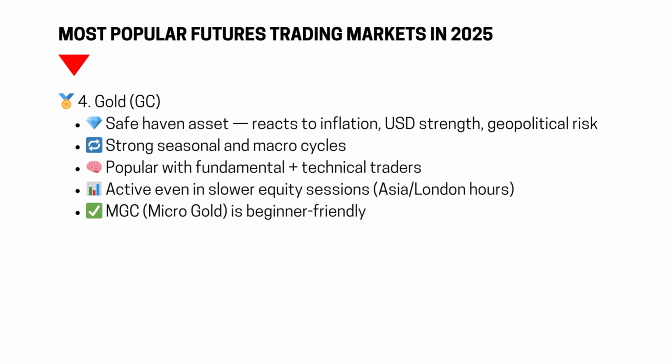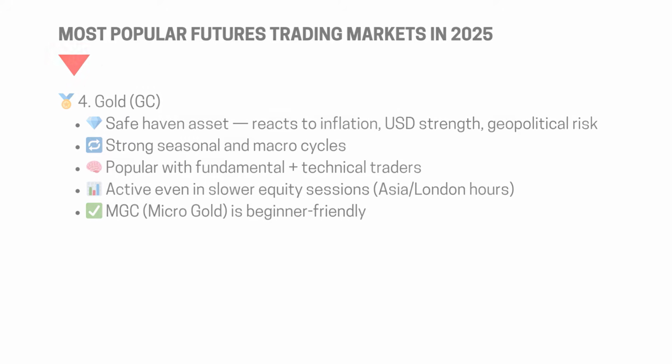And in fourth place, we've got another commodity, gold. It's seen as a safe haven asset, reacts to inflation, US dollar strength, geopolitical risk. So a good one to get involved with. Very popular and grown in popularity in the last couple of years. Very strong seasonal macro cycles. Popular with both fundamental and technical traders, and active pretty much nearly 24/5 around the world at the moment. Micro contracts as well, so beginner friendly, ticker MGC.